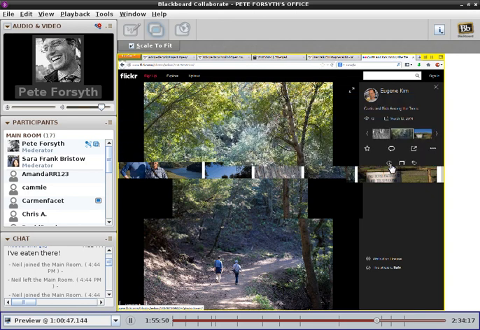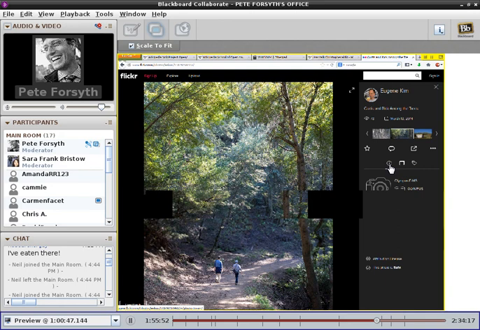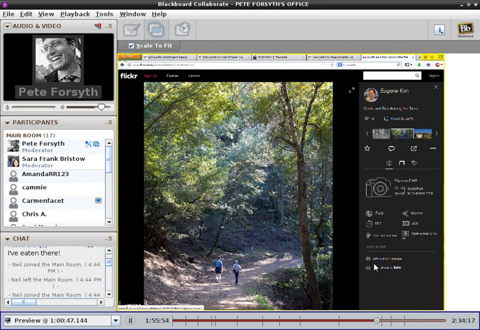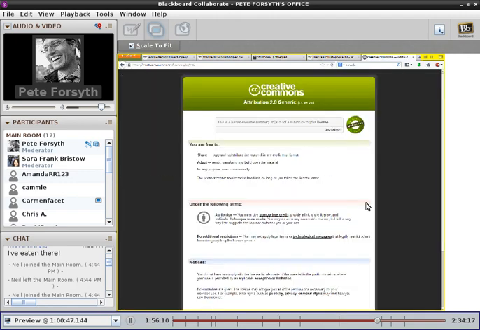And then if you click on the I button over on the right-hand side for information, and then you scroll down, you see this attribution license. So it's CC, the Creative Commons logo, and attribution means that the only thing that he requires is that you give him attribution if you reuse the photo. If you click on that, it's going to take you to the actual wording of the license.